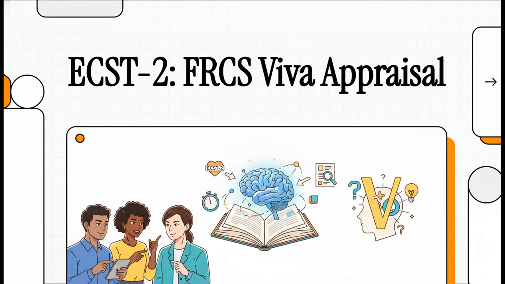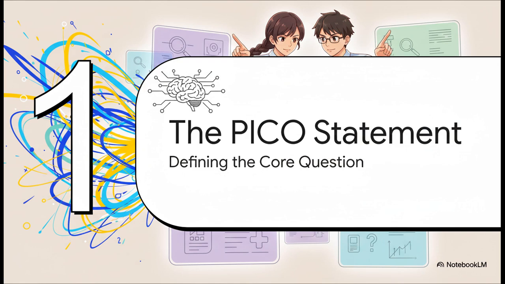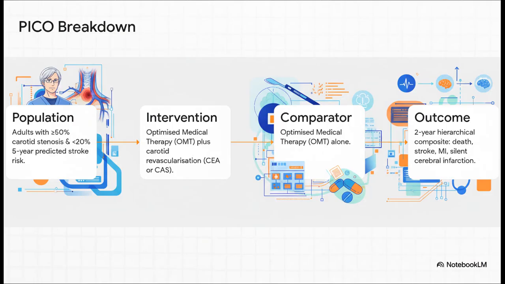Right, let's get straight into it. We're going to deconstruct the ECST-2 paper exactly as you would in your academic viva. This is the structure you must follow to show a logical and thorough appraisal. Let's begin with the clinical question. First up, you need to state the PICO. Be concise, be accurate. Laying it out like this shows the examiner you've immediately grasped the trial's fundamentals.